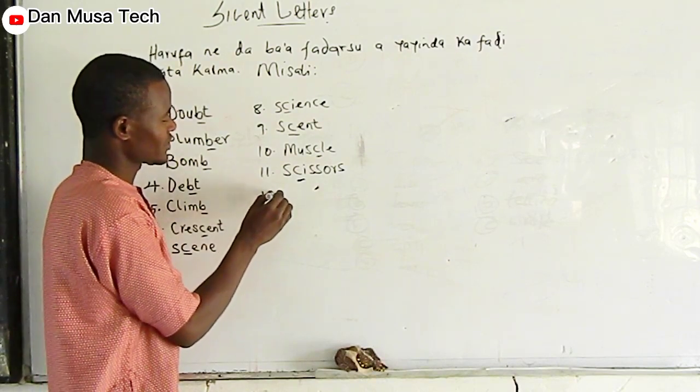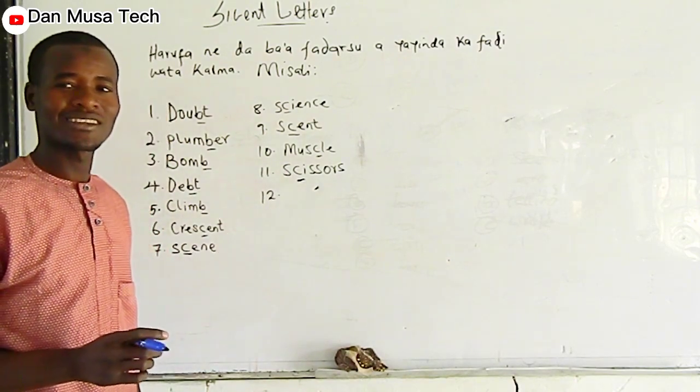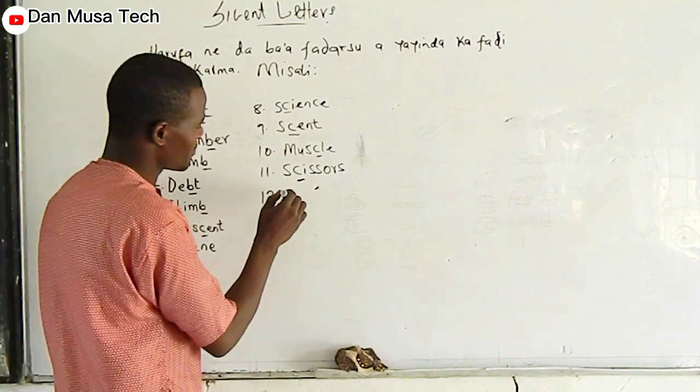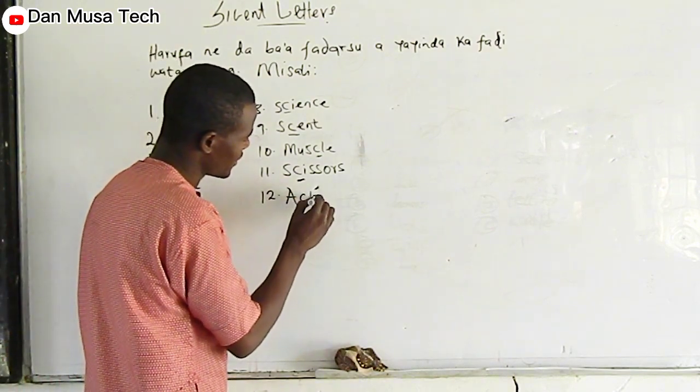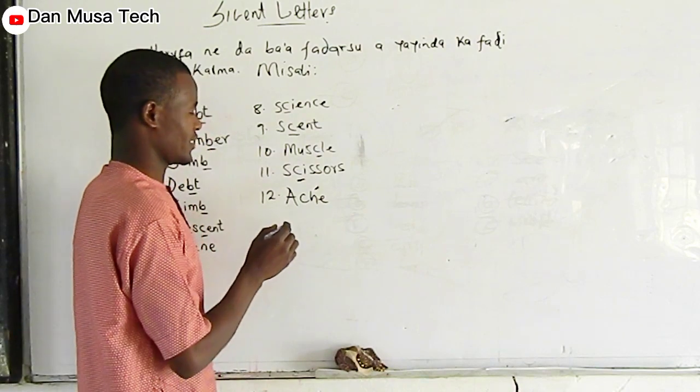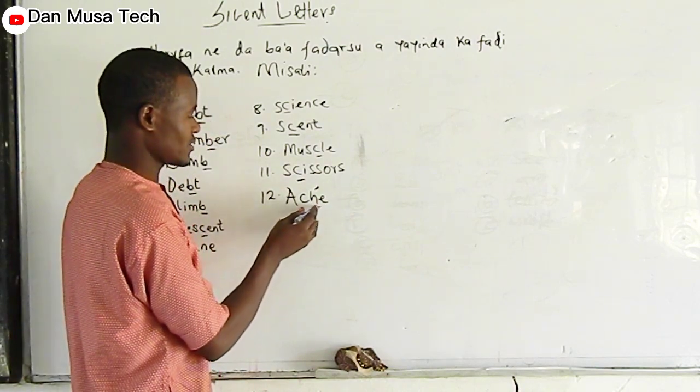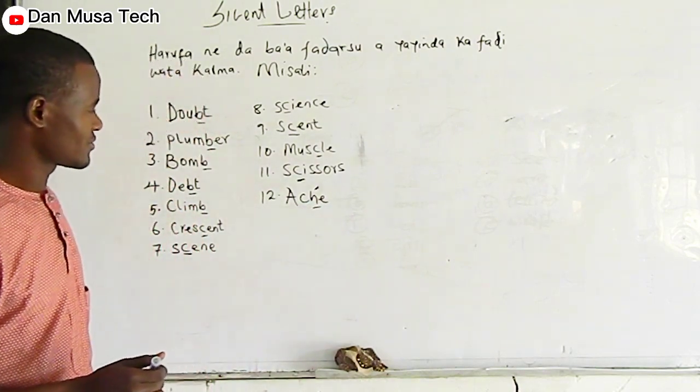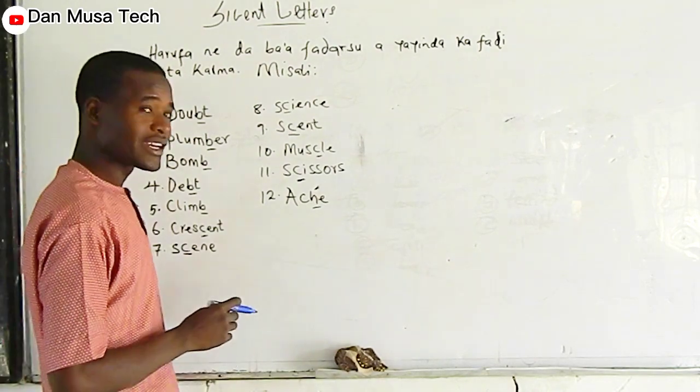Number 12. We have egg. Yes, in the chew. We have egg, E-G-G. So the H there is silent. Then we have crumb.